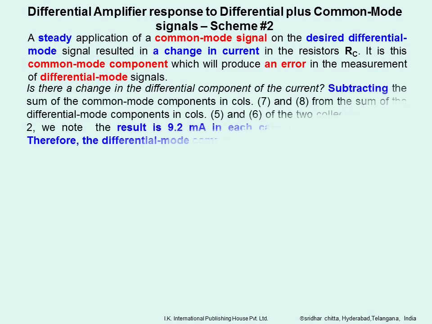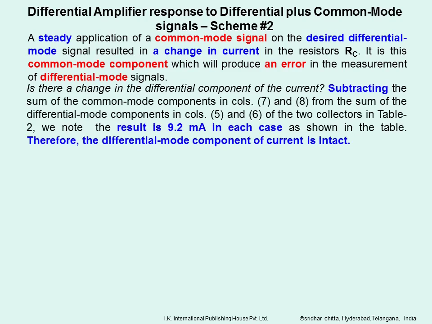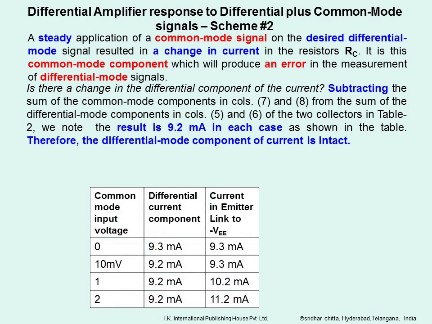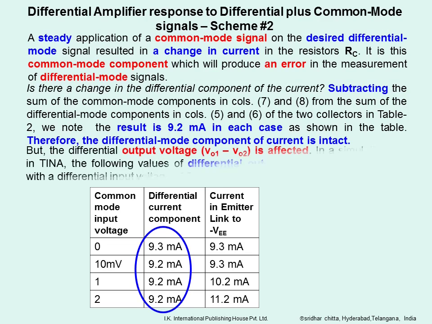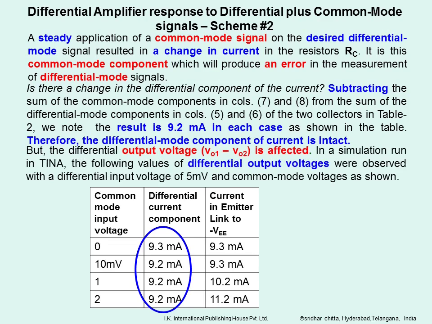Is there a change in the differential component of the current? Subtracting the sum of the common mode components in columns 7 and 8 from the sum of the differential mode components in columns 5 and 6 of the two collectors in table 2, we note the result is 9.2 milliamps in each case as shown in the table. Therefore, the differential mode component of current is intact. But the differential output voltage VO1 minus VO2 is affected.